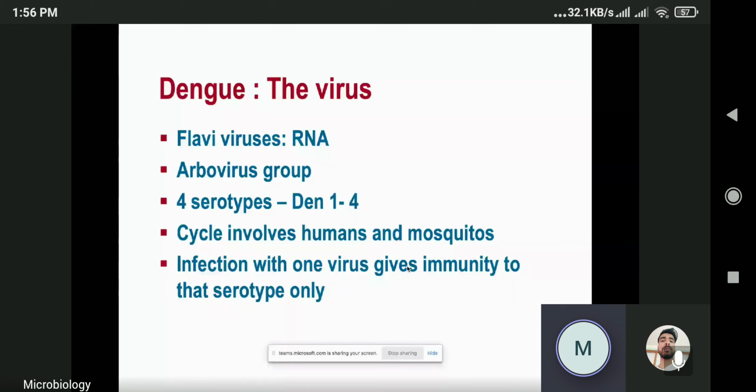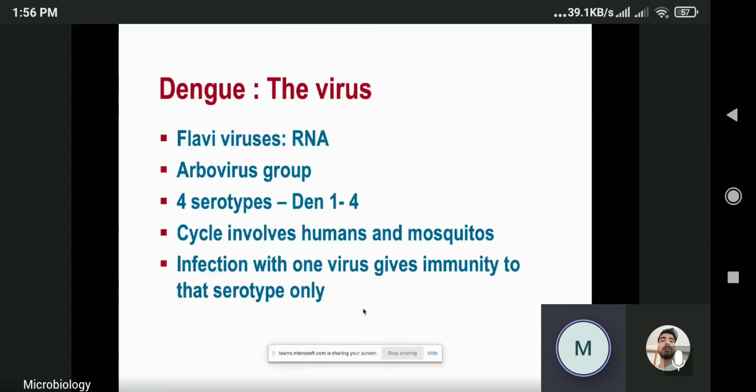serotype of the virus gives immunity to that serotype only. Means once you have the infection with the dengue virus, let's say serotype 1, you may remain protected your whole life against dengue virus serotype 1 only, not to 2, 3, and 4, or not to other serotypes. Okay, this one is important. But if you have reinfection with the other serotypes, then the chances of having a severe condition is very high. Okay, that I will discuss in the pathogenicity part.